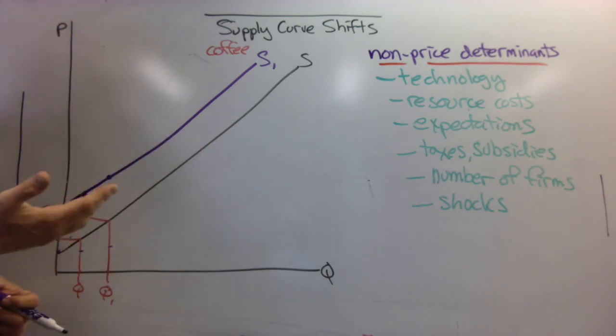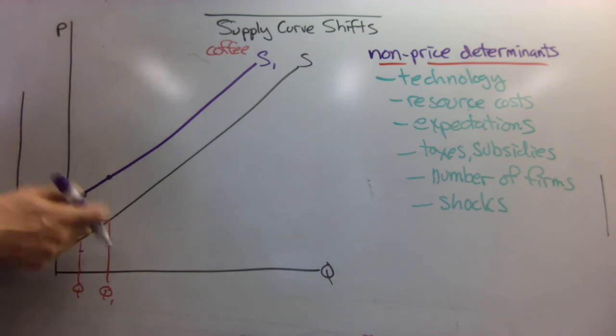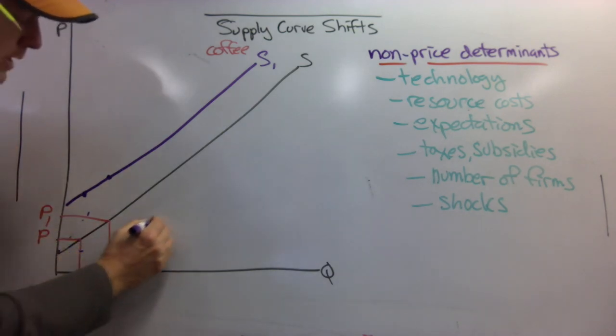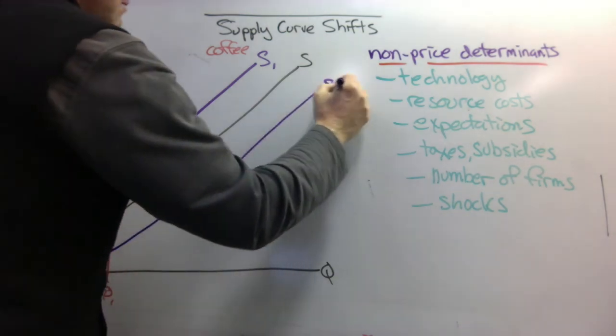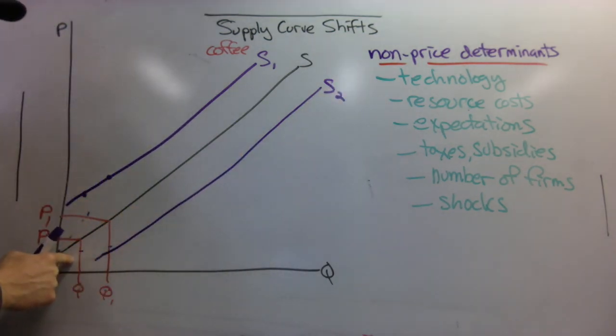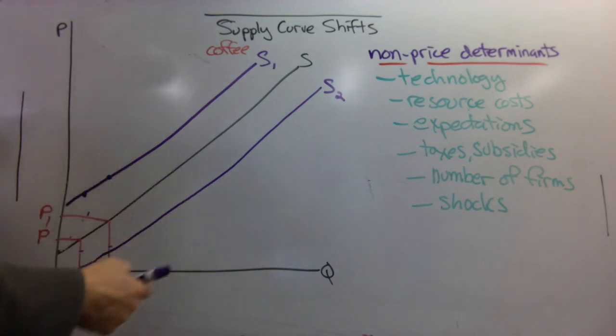Let's say the cost of coffee beans went down. There was an enormous harvest of coffee beans, and it drove the price of coffee beans down. It's a lot cheaper for me to buy. Then I'm going to find that, well, you know what? I don't need to have as high of a price because profit is easier to get. So I'm willing to take a much lower price in each of these quantities in order to get profit.